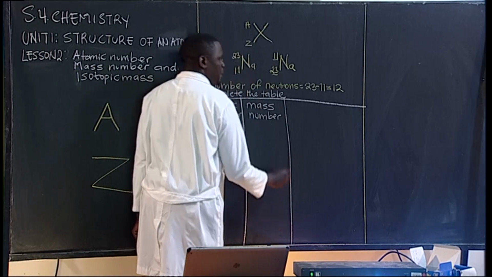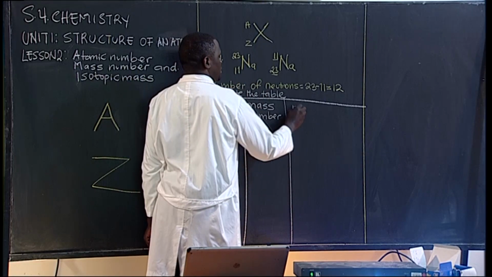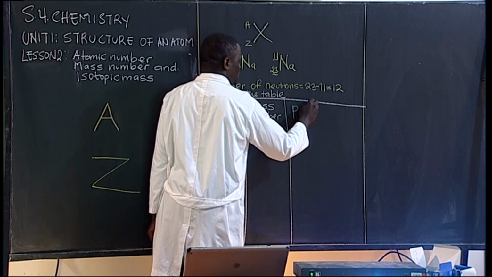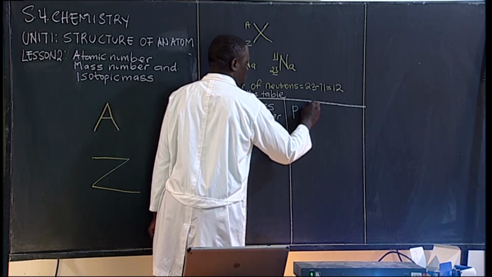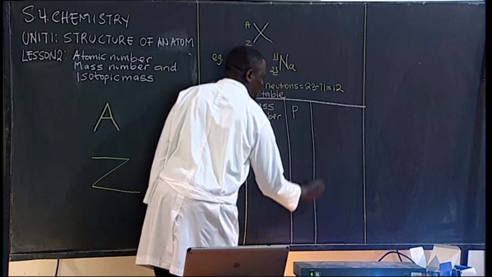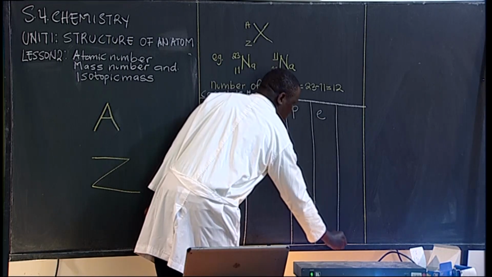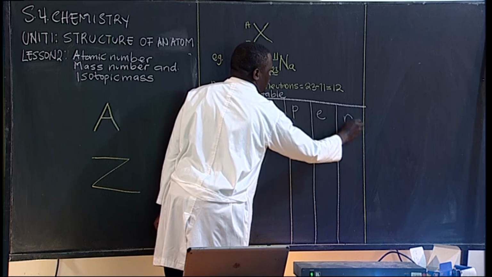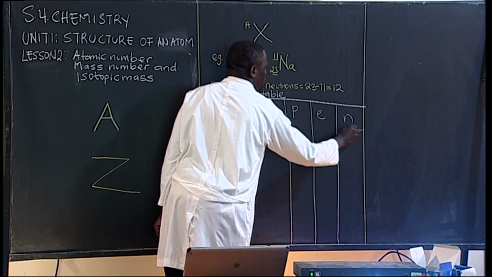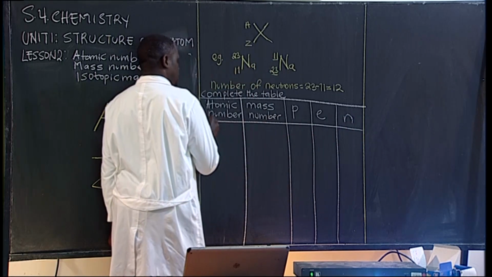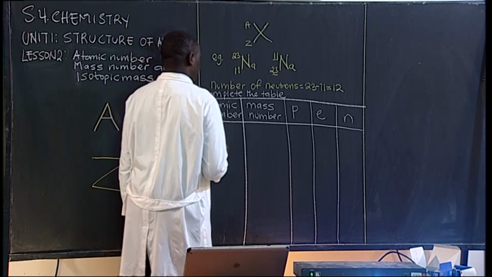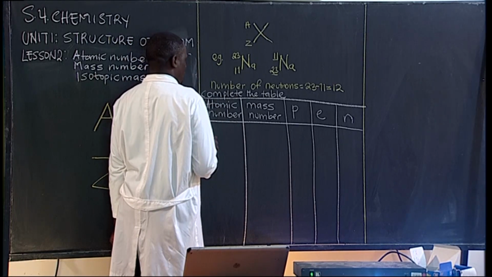Then let's take an example. If we put, for example, P as the number of protons, E as the number of electrons, and N as the number of neutrons. So we do like this. This is our table.